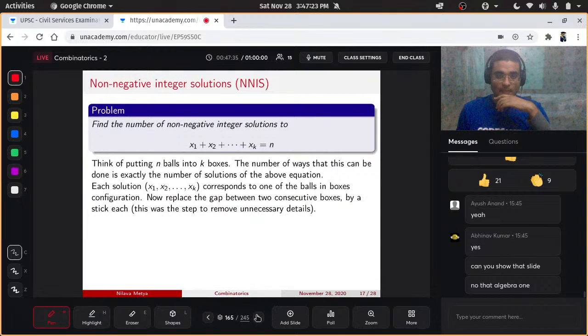Okay. Now you remove the unnecessary details. So imagine the picture in your brain. Remove the top cover, bottom cover. All that is necessary is the gap between the two boxes, that partition. That stick. So you replace that with a stick. So how many sticks do we have? The boxes are one after the other, right? Adjacent boxes in a line. So if we have 2 boxes, there is 1 stick. You separate them with 1 stick. If you have 3 boxes, you separate them with 2 sticks. If you have k boxes, how many sticks do you need to separate them?